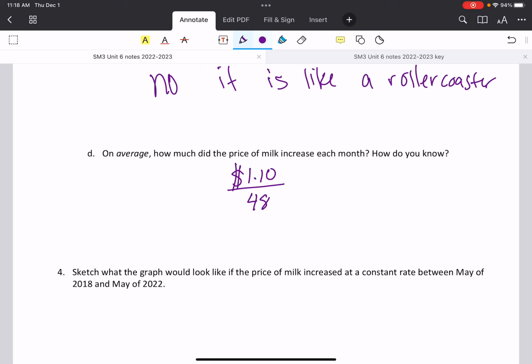You have $1.10 in 48 months. How much was that increase each month? Around 2 cents. About 2 cents, 0.02. Every month it went up 2 cents. If it was a straight line, it wasn't a straight line, but if it was a straight line from 0 to $1.10, 48 times would be 0.02. Makes sense? What would that look like? A straight line.